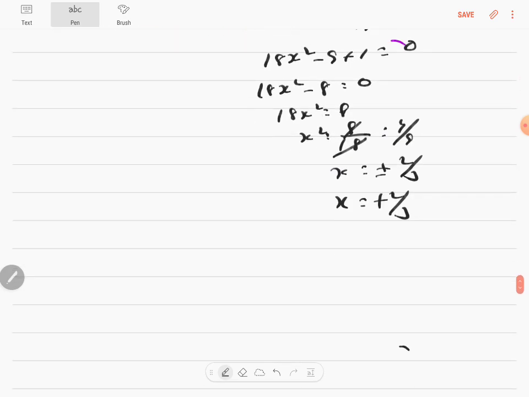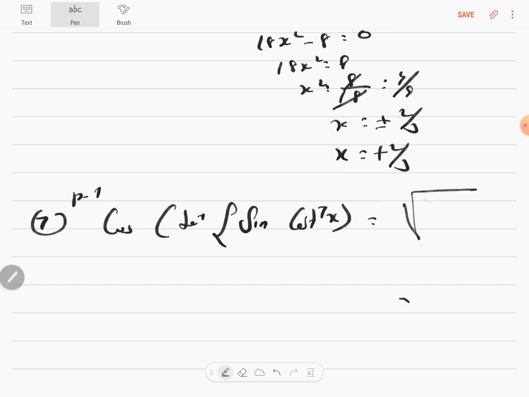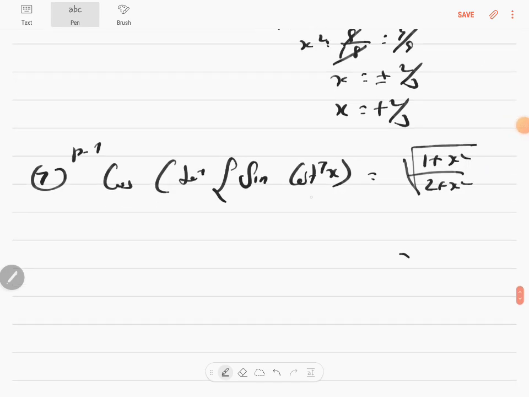Is the sum number 7. Prove that cos of tan inverse of sine of cot inverse of x is equal to root of (1 plus x square) by (2 plus x square). This is the question. So slowly see, this is sine of, you need it as sine inverse.